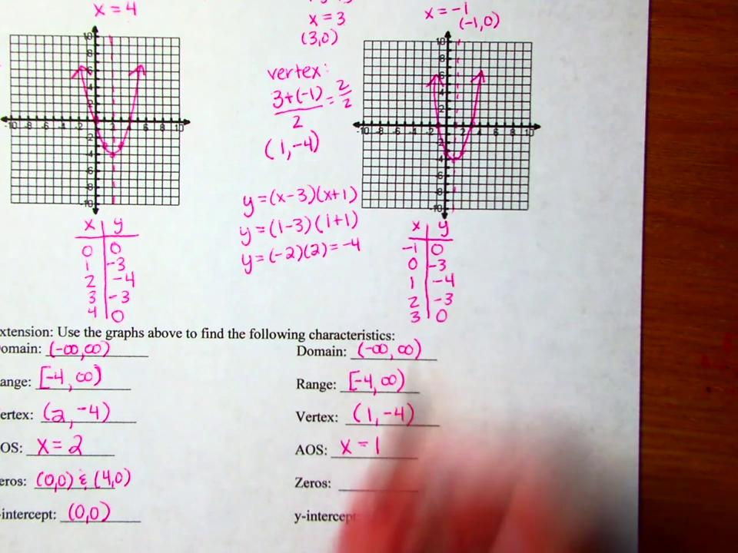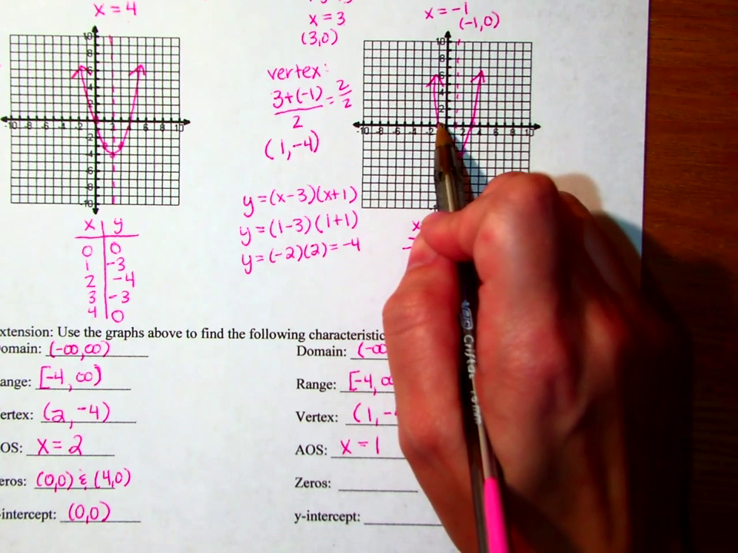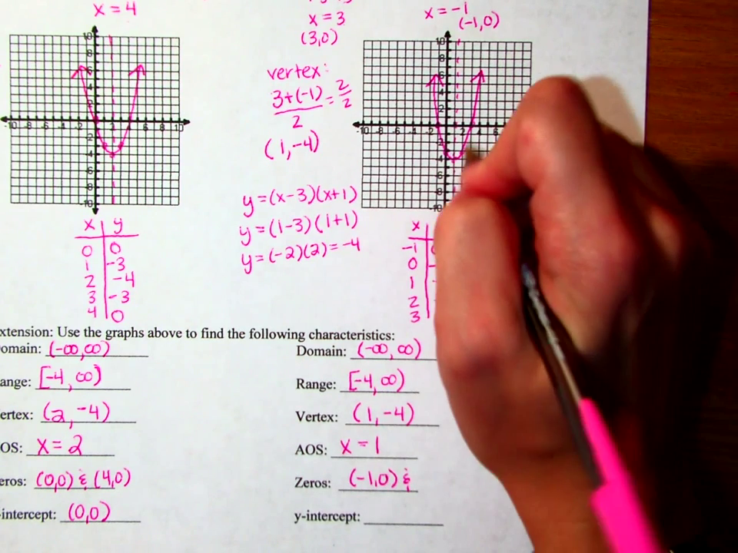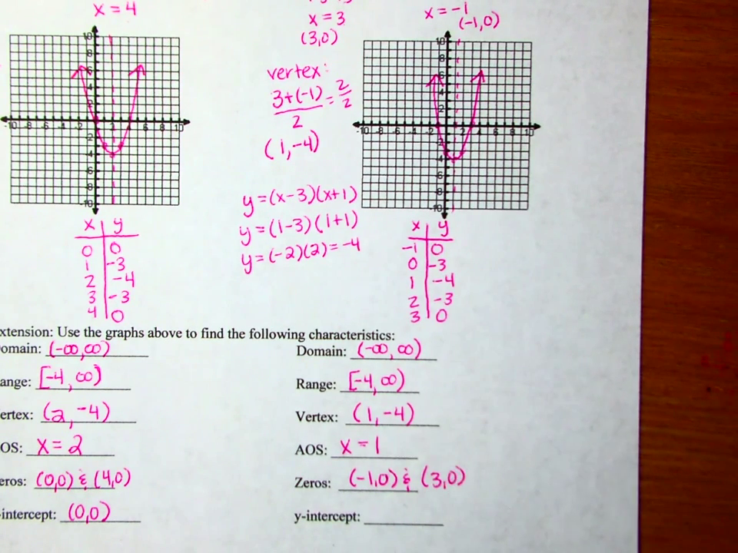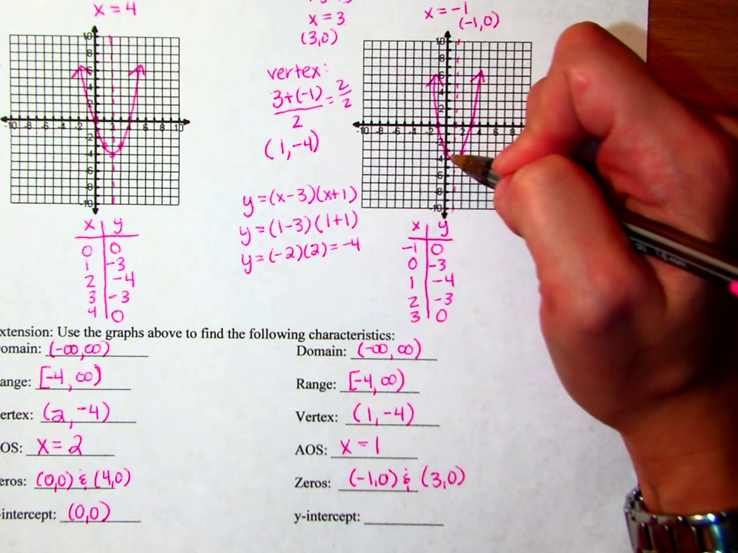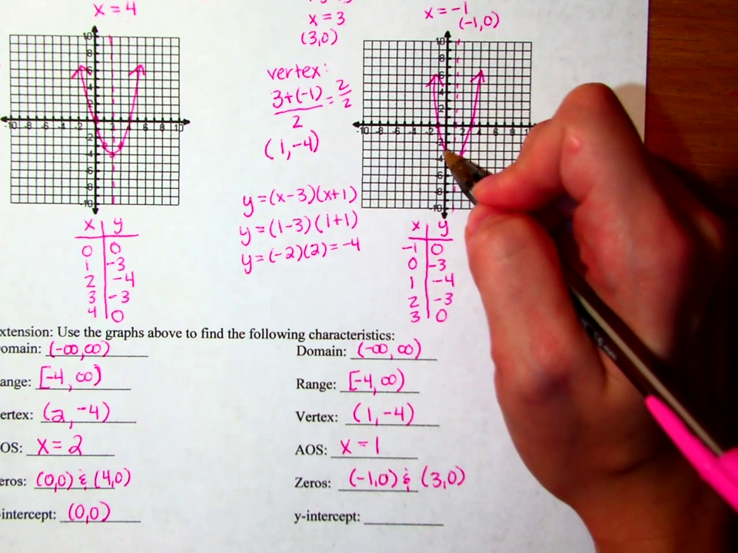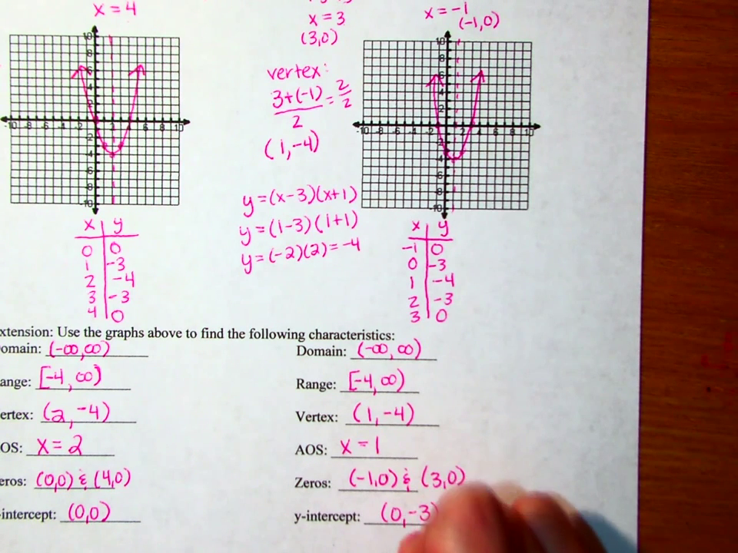The zeros, where it crosses this x-axis, it crosses the x-axis right here at negative 1, 0, and it crosses the x-axis right here at 3, 0. And finally, the y-intercept. The y-intercept is where it crosses the y-axis over here, and it crosses the y-axis right here on this point, which is at 0, negative 3.